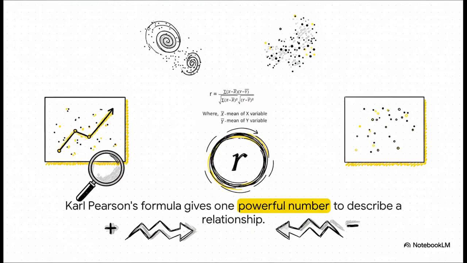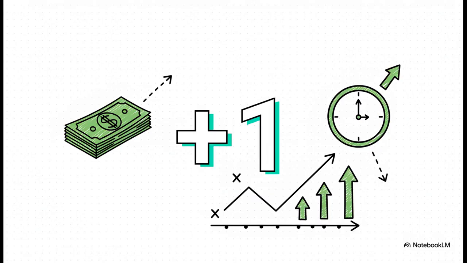Okay, now don't get bogged down with the math here. The important thing is the idea, which was developed by Carl Pearson. This formula takes all those messy data points and boils them all down into one single, powerful number. We call it the correlation coefficient, or just R for short. So this R value always falls somewhere between -1 and +1.